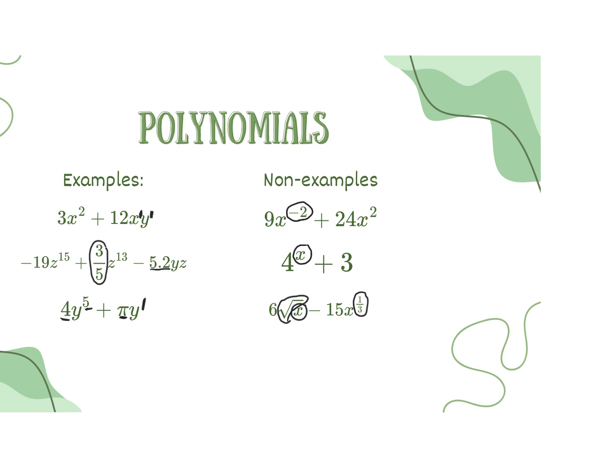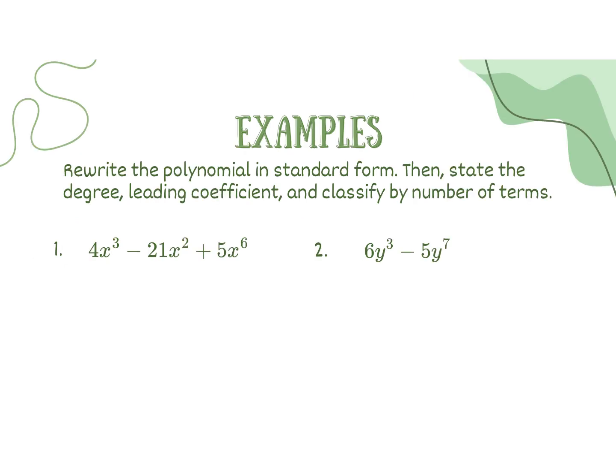Another example is if it is in the bottom, right? So if I have like 1 over x in the bottom, it is not a polynomial. All right, so we're gonna do some examples, rewriting the polynomial in standard form, state the degree, leading coefficient, and then classify by the number of terms. All right, so something like number 1, it is not in standard form just because all of our exponents are out of order, right?